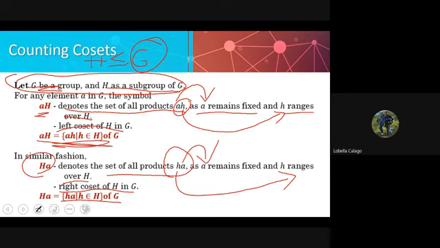Okay? So, yan po yung counting coset. Kakount natin yung left coset and the right coset. So, meron tayong aH, which is the left coset, and Ha, which is the right coset. Kung saan yung a, yun po yung magiging basehan natin. Pag nasa left siya ng H, so that is a left coset of H in G. Pag nasa right siya, that is the right coset of H in G.